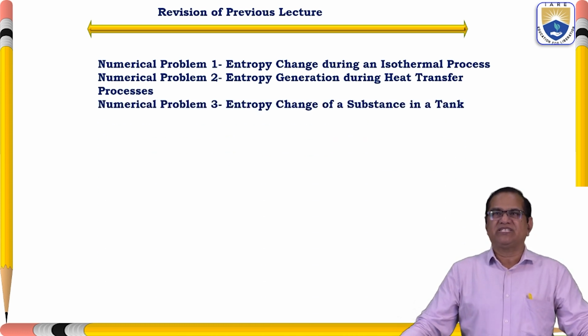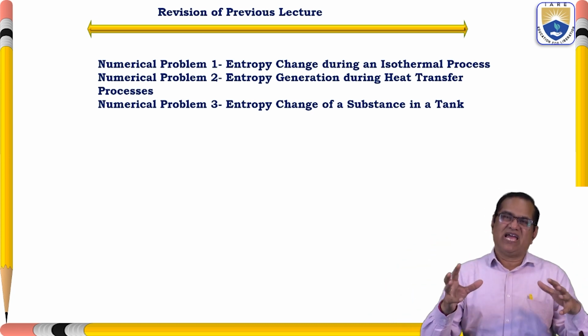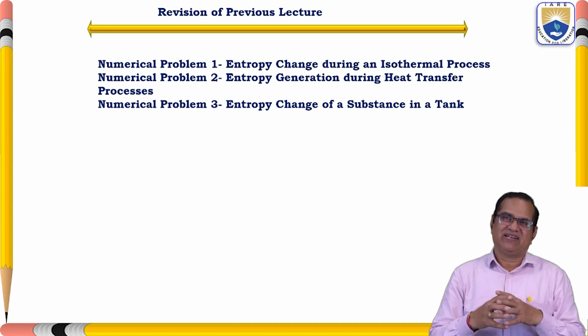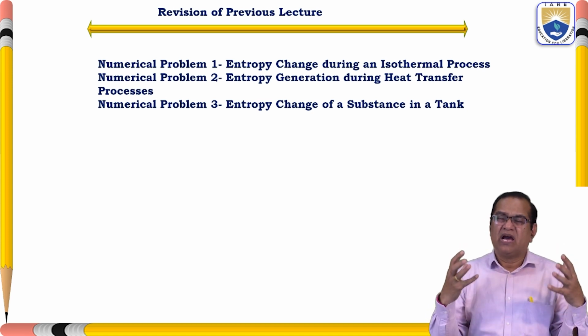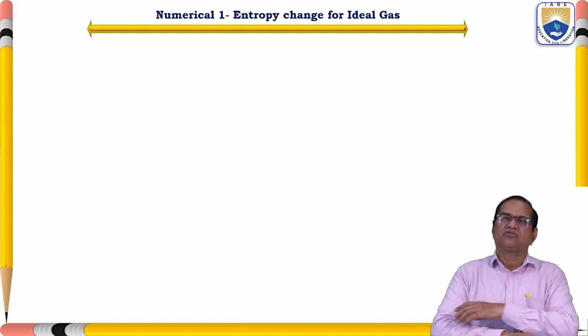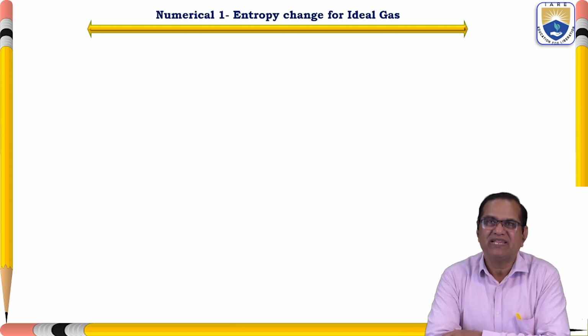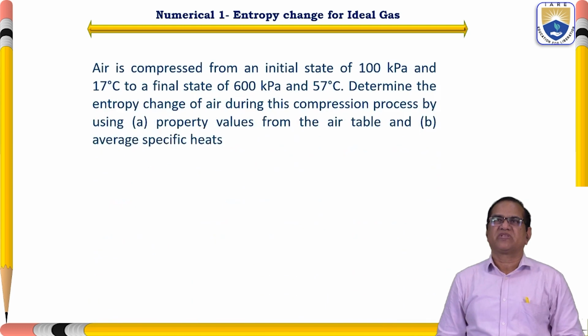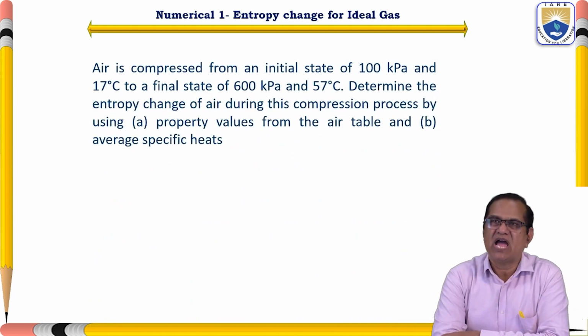Numerical problem 3 was entropy change of a substance in a tank. If there is a tank, how much is the change of entropy of a closed container, that is a control mass system, we have discussed. So now I am taking numerical one, that is the entropy change for the ideal gas. This is the problem which I am going to read out here.